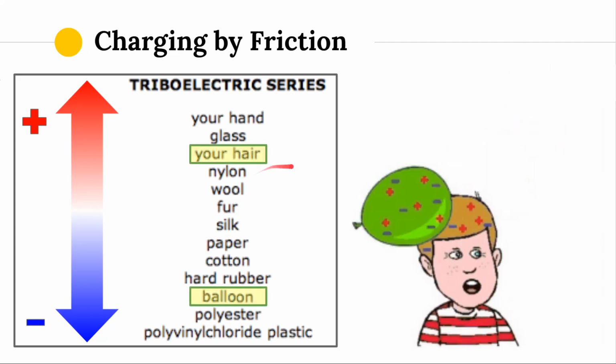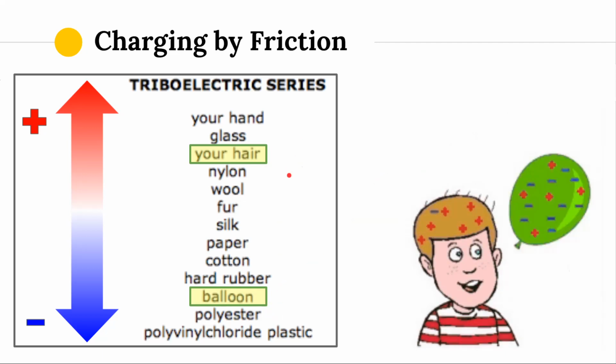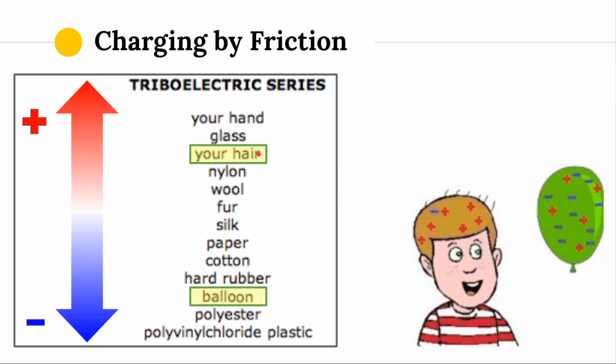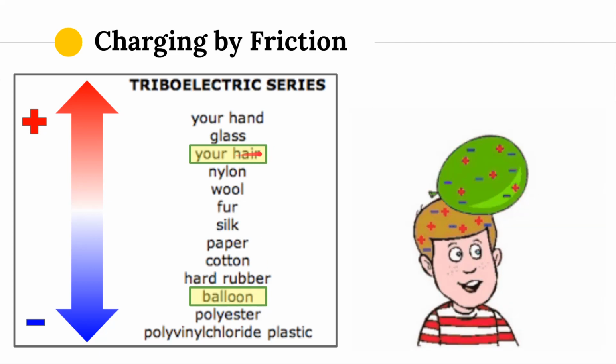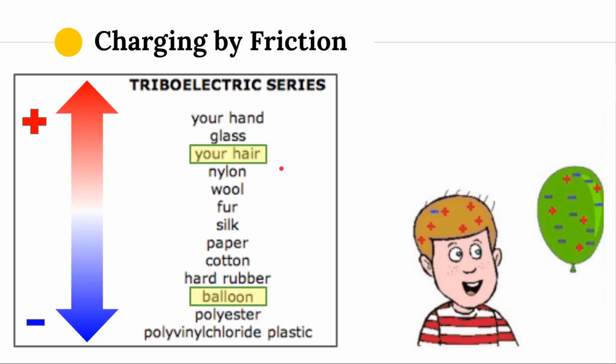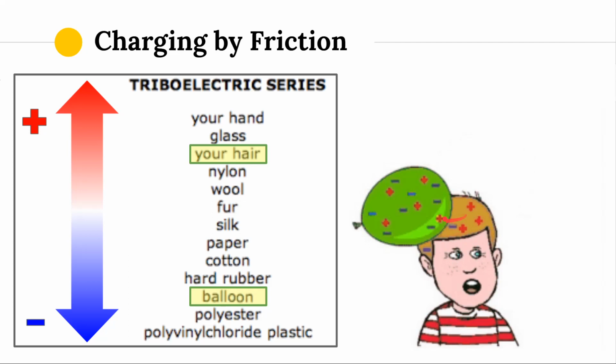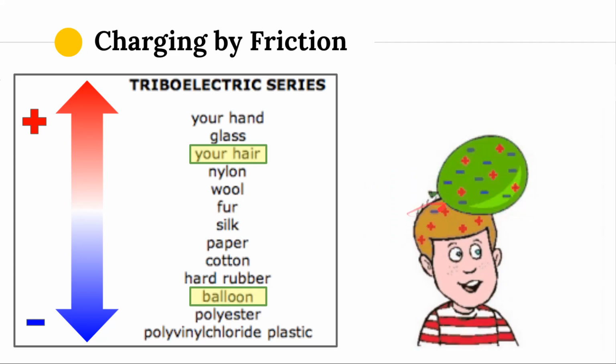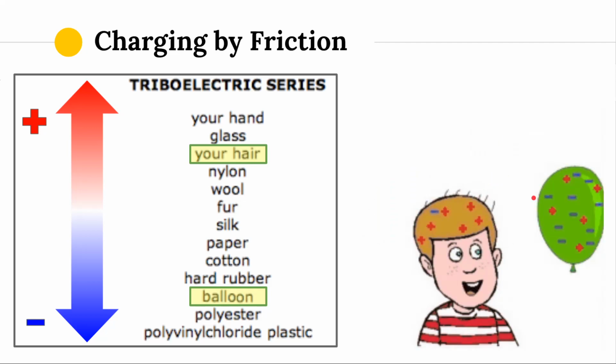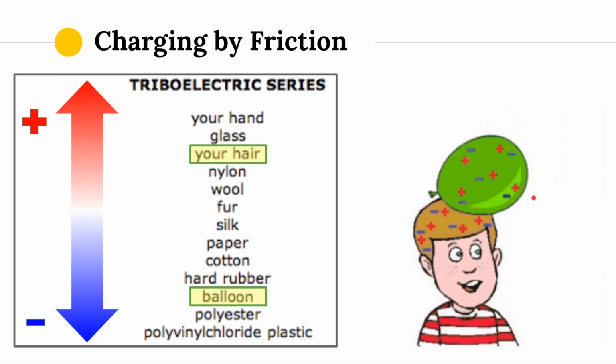So again, pick any two objects. Here's your hair and a balloon. That's one that you did yesterday. And you saw this yesterday when you rubbed a balloon on your hair: your hair gained a positive charge, and the balloon gained a negative charge. The reason for that is that electrons were transferred from your hair to the balloon. Your hair was neutral, but once all those electrons are stripped, now you have positive charges in your hair without any negatives to neutralize them.